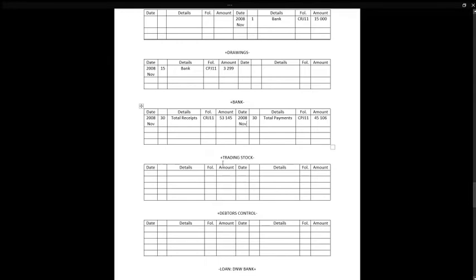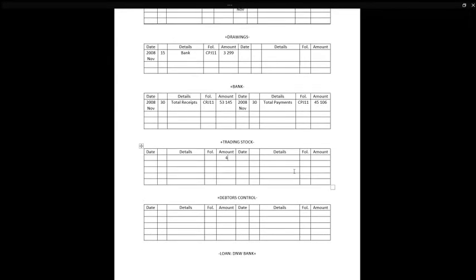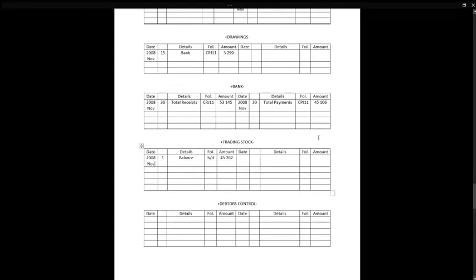So my trading stock had an opening balance of 45,762 Rand. An opening balance value will always be brought down, and my details will be balance. Can't be an account name because it's not a transaction. Will be on the 1st of November 2008. There you go.